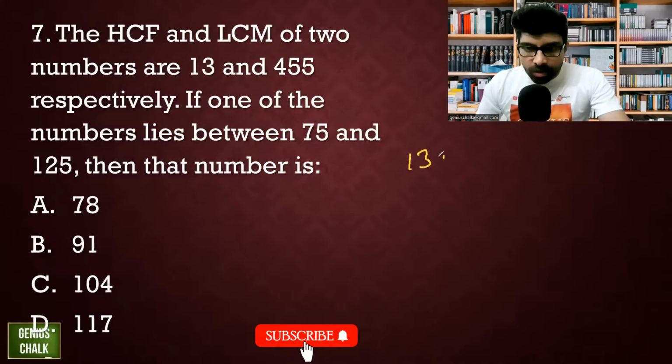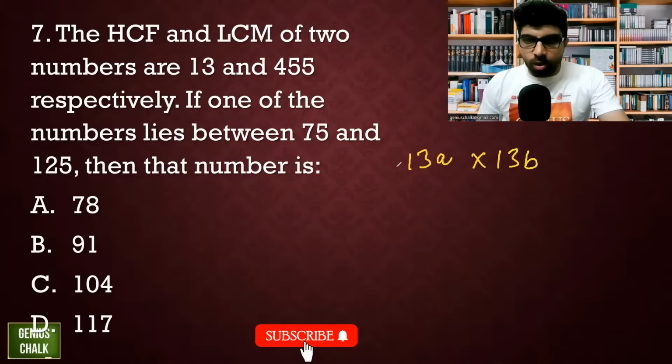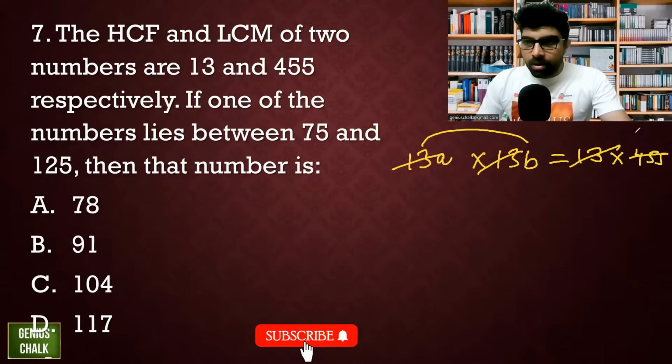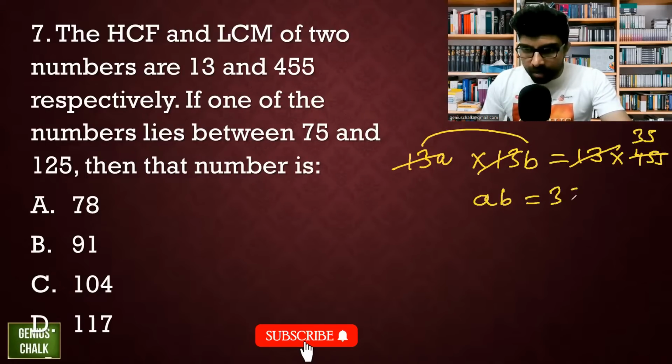So if HCF is 13, that means the numbers must be of the form 13A and 13B, as the HCF is always present in both the numbers, and the product of two numbers must be equal to the product of their HCF and LCM. So 13 is cancelled out. If you cancel it, 13 3s are 39. So AB comes out as 35.